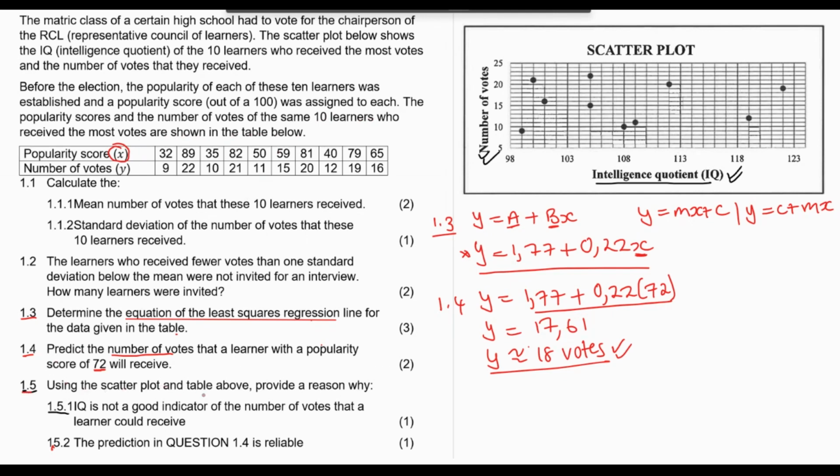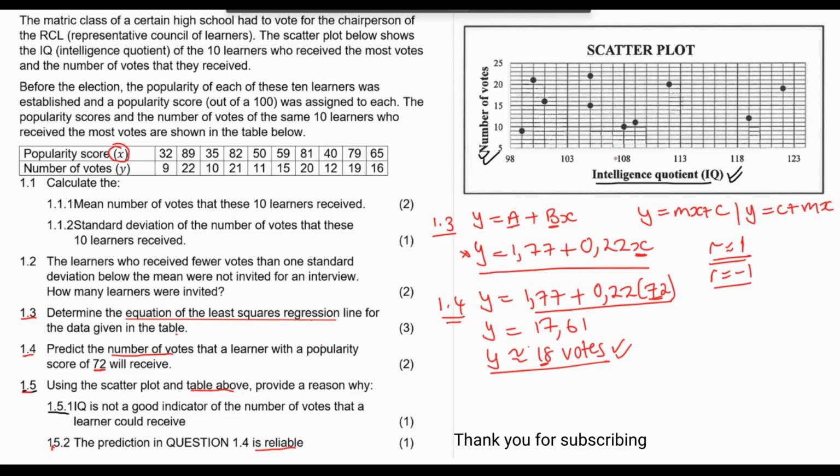Using the scatter plot and the table above, provide the reason why the prediction in question 1.4 is reliable. Right, so in 1.4 we used the equation of the least squares regression line to predict the number of votes. If the correlation coefficient is almost 1, it means that there's a strong positive correlation. If the correlation coefficient is nearer to -1, it means there's a strong negative correlation. And if our correlation coefficient is almost 1, then we can say this prediction is reliable.